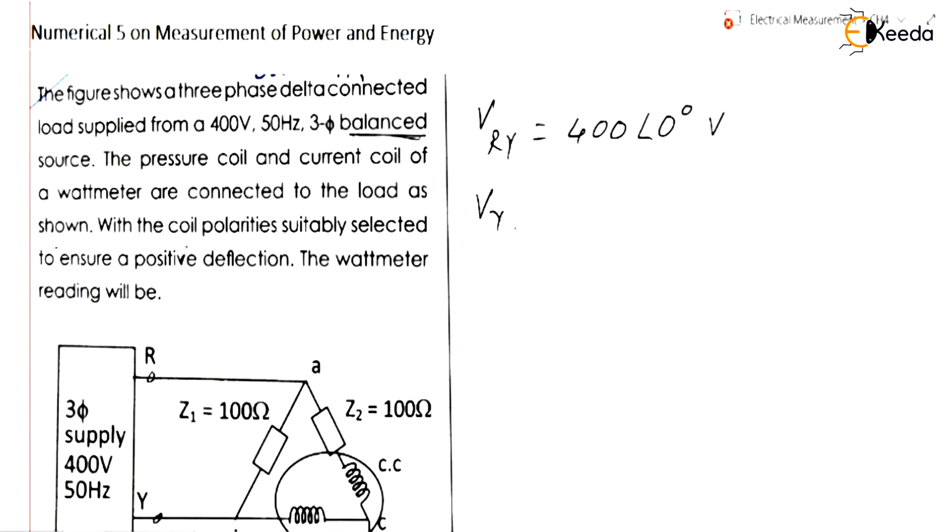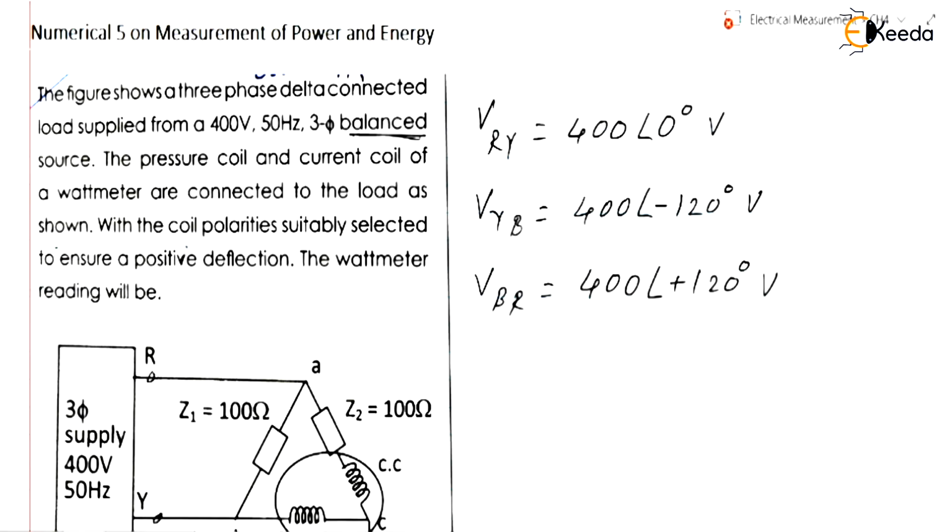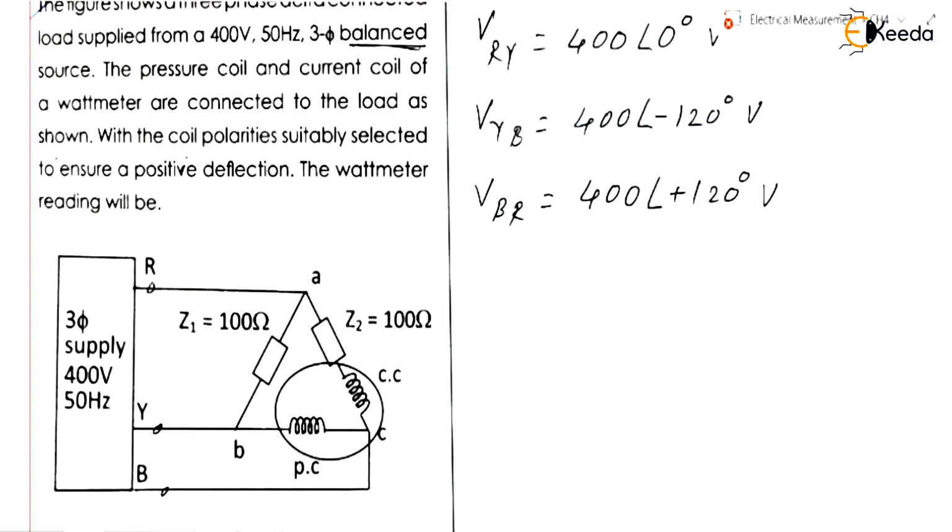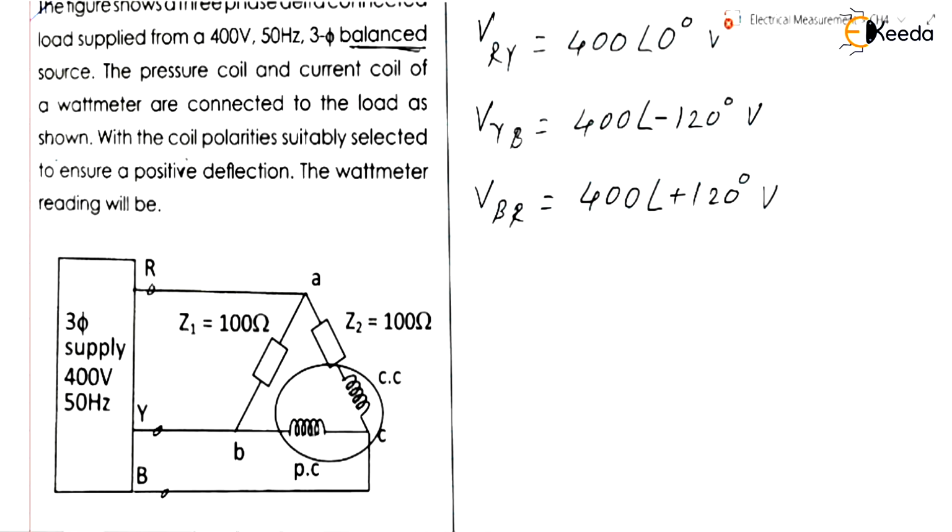Then what about VYB? VYB will be lagging VRY by angle 120, so it is 400 at angle minus 120 degree volt. And VBR is equal to 400 at angle plus 120 degree, or minus 240 degree. These are the line voltages we have. So the voltage across the potential coil is VYB, right? Because the potential coil terminals, this one is connected to Y and this terminal is connected to B.